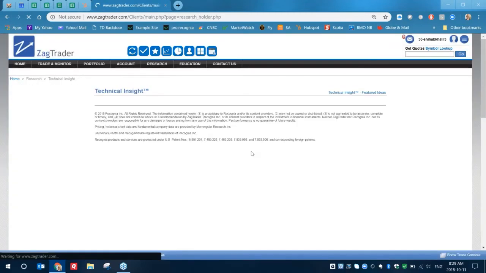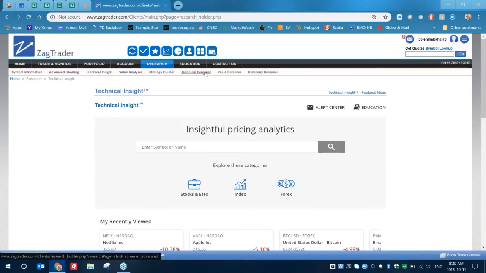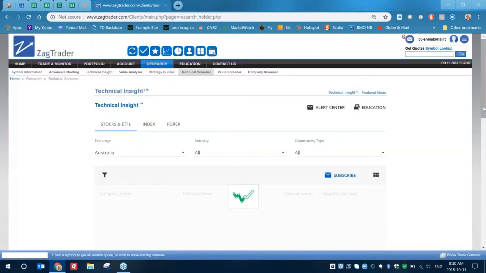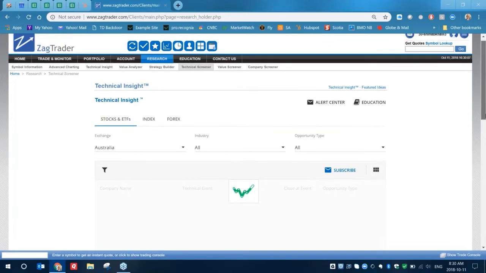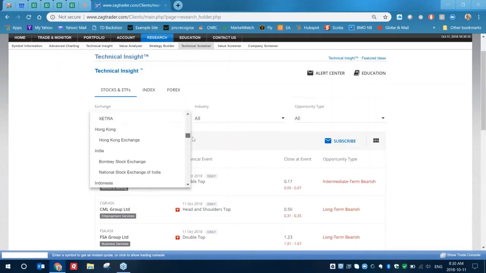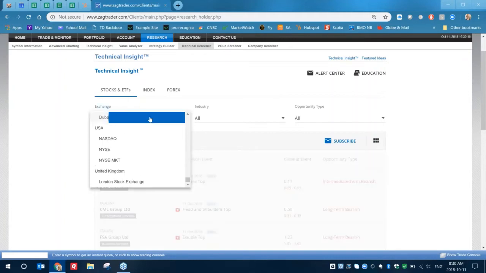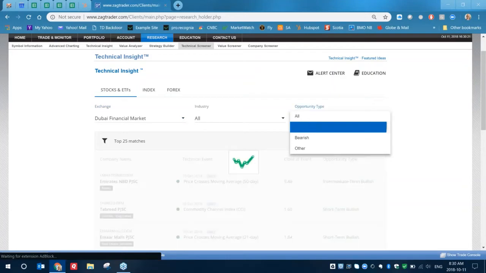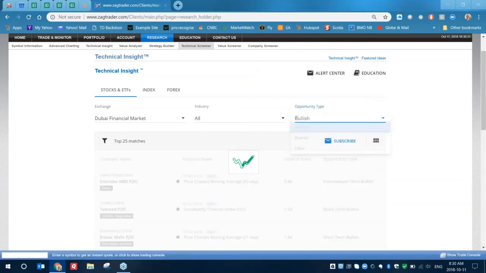Go back to research and then technical screener. What we can do here is screen for ideas. And I can pick the market that I'm interested in. Let's suppose I'm interested in markets in the UAE, for example, the Dubai financial market. And I'm interested in any industry and I'm looking for bullish opportunities. And maybe I'm looking for primarily large cap stocks.